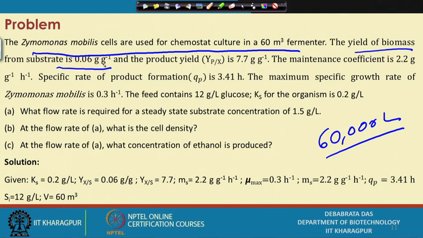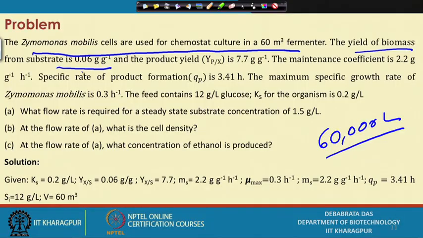We know that organisms under anaerobic conditions produce alcohol. Am I right? And under anaerobic conditions the cell yield is very low as compared to the aerobic process. In the aerobic process, cell yield is always very high. So that is why you see this is 0.06 gram of cell per gram of substrate consumed. The product yield is 7.7 gram per gram. The maintenance coefficient is 2.2 gram per liter hour.